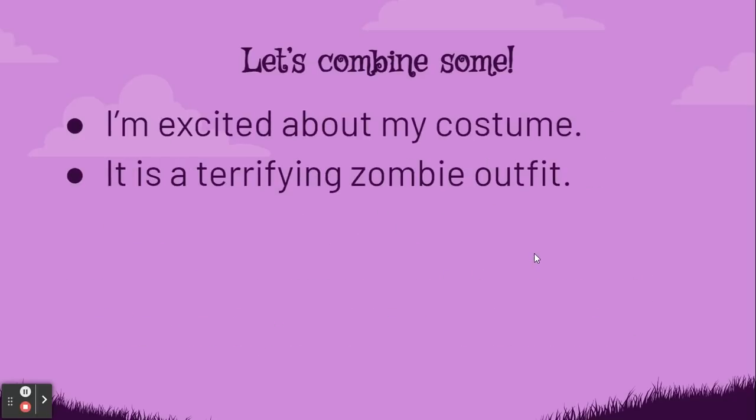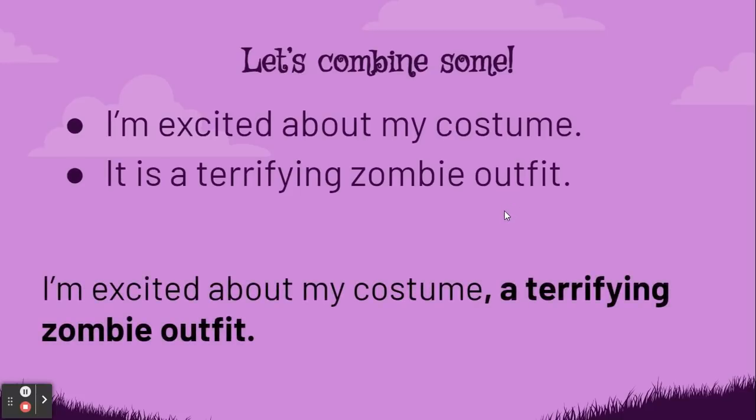Another one. I'm excited about my costume. It is a terrifying zombie outfit. So we ask ourselves, what is the it? The it is my costume, right? We're getting more information about my costume. So how can we combine these? I'm excited about my costume, comma, a terrifying zombie outfit. That's right. That's how we would do it. We're going to take the extra information about my costume, plug it into the sentence right next to it, and make sure there's a comma separating the extra stuff from the main stuff.